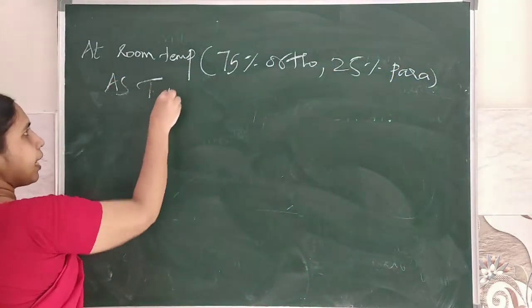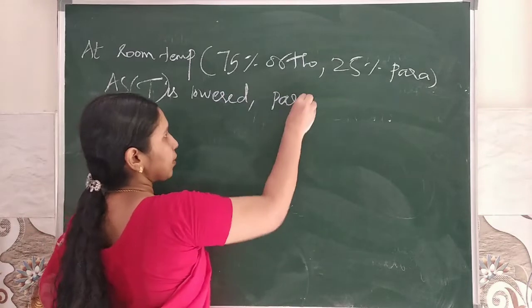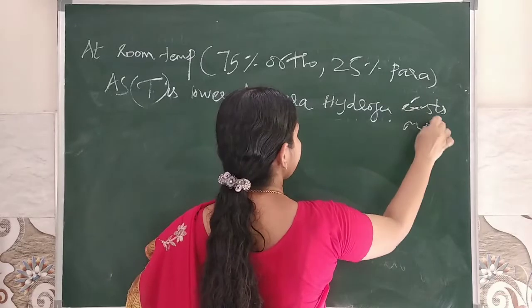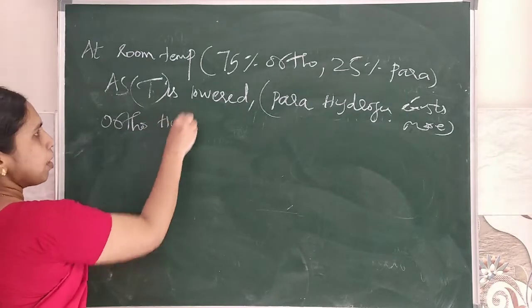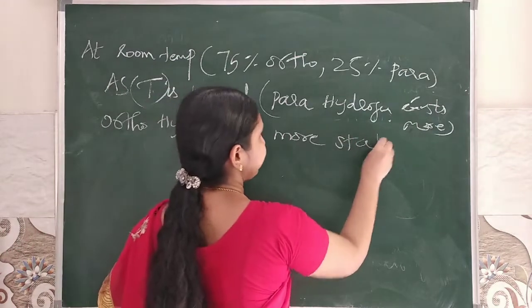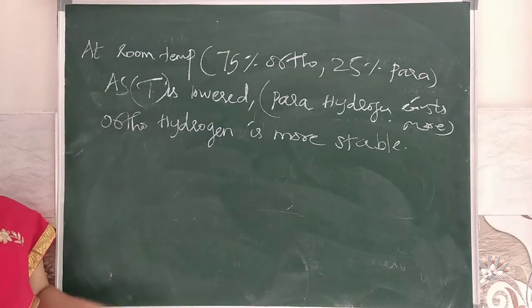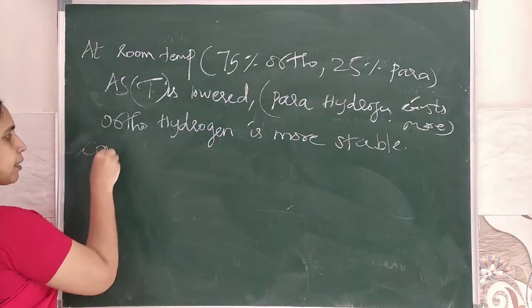As the temperature is lowered, which one exists? Parahydrogen exists more. So orthohydrogen is more stable. Orthohydrogen cannot be converted into parahydrogen since it is more stable. But parahydrogen can be converted into orthohydrogen. So how does the conversion take place?